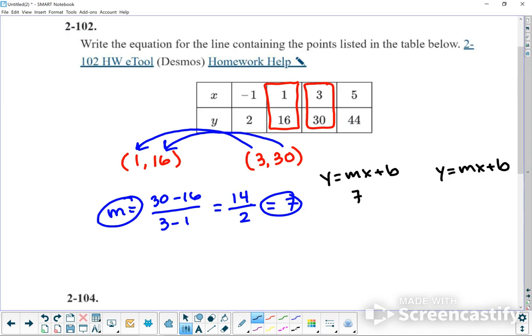And I'm going to pick a point. I think I'm going to use 1 and 16. Okay. So x would be 1. Y would be 16. Right. And I need to find b. Okay. So do the math. All right. So copy down what you know. 16 equals 7 times 1 is 7 plus b. All right. Now I'm going to go ahead and take away 7.